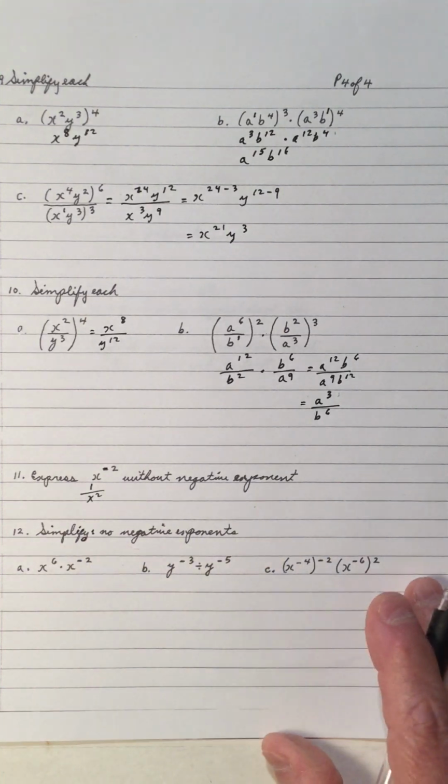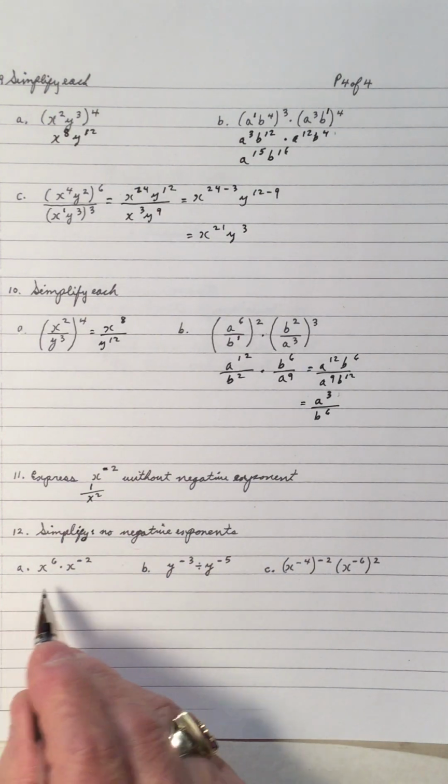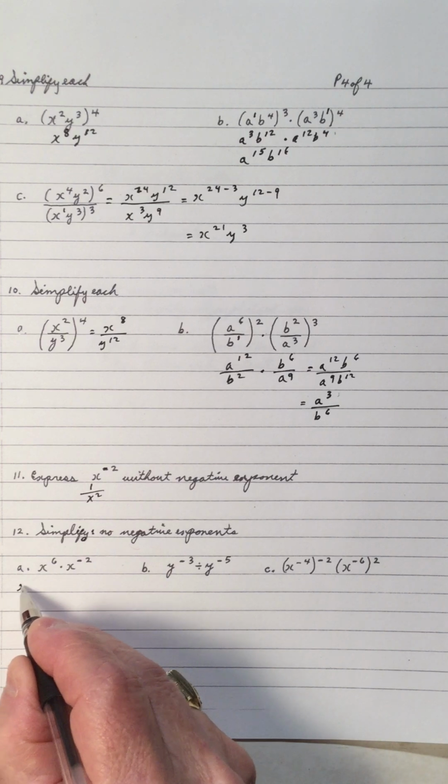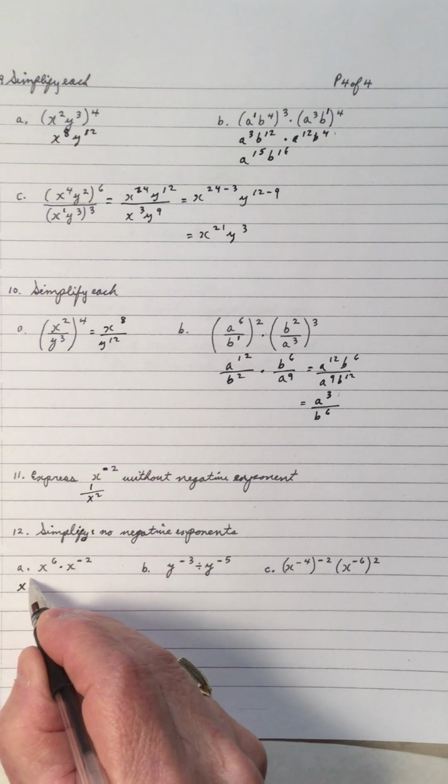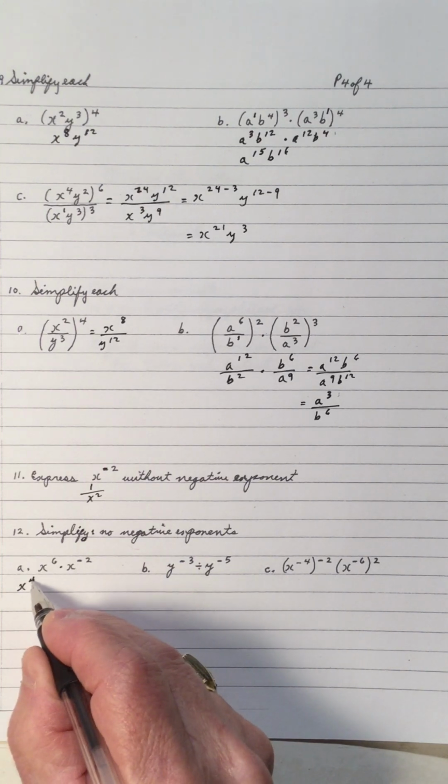Simplify each with no negative exponents. So there's a couple of ways to do it. First of all, you can do this. Because we're multiplying, we add. 6 add on negative 2 is 4. That's one way to do it.